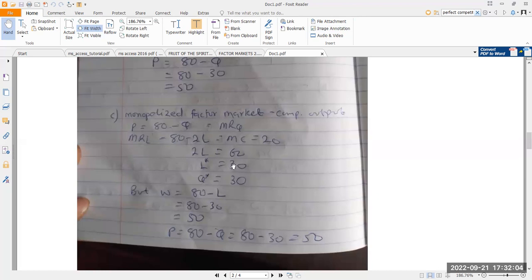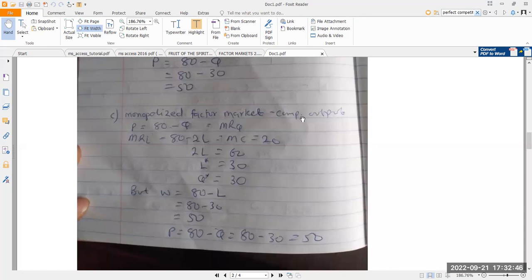So if L star is equal to 30, then it means that Q star will also be what? 30. Remember, the marginal revenue product of labor was 80 minus L, and that should be equal to wage. Wage is always equal to marginal revenue product of labor. So if wage is equal to 80 minus L, then L is 30. So we have 80 minus 30, which is what? 50. So if wage is equal to 50, what should be price? Price is 80 minus Q, Q is 30. Price should be equal to what? 50.